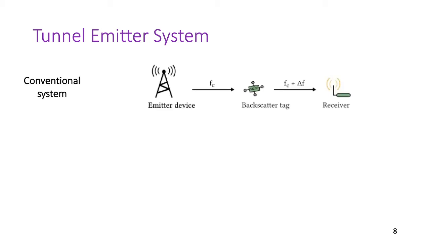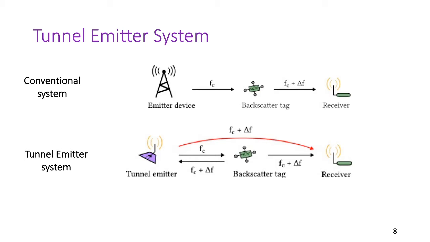We next illustrate why. If you look at a conventional backscatter system, we have an emitter device which generates a carrier signal, which is then reflected by the backscatter tag. And this reflected signal is then received by a receiver device. In the case of a tunnel emitter system, similar to a conventional system, the emitter device generates a carrier signal which is reflected by a tag and received by the receiver device. But the reflected signal from the tag also arrives back at the emitter device, which latches onto this backscattered signal, amplifies it, and relays it towards the receiver.